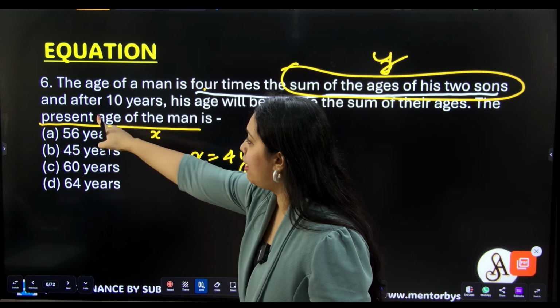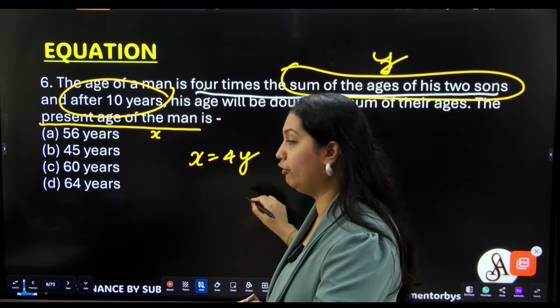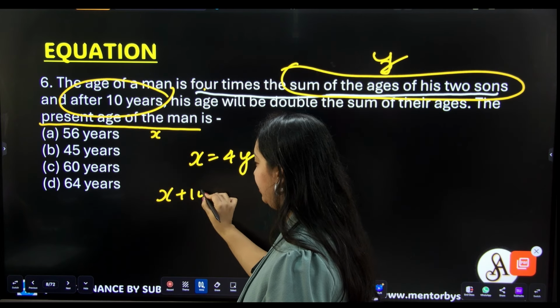Next line. After 10 years, that means you need to add 10 to all of them. For x, I'm going to add 10.